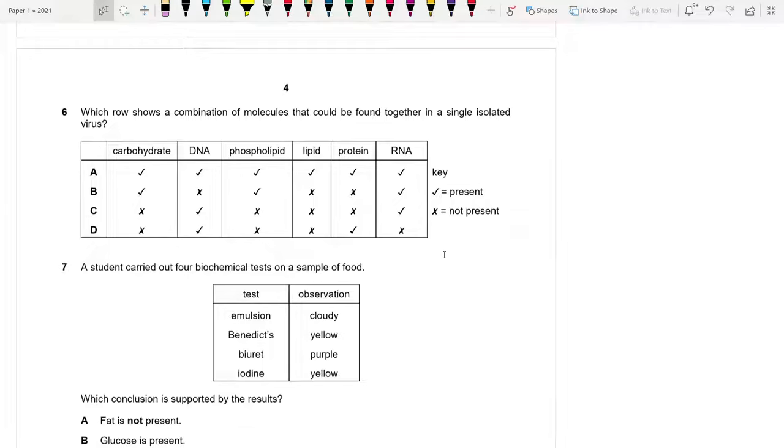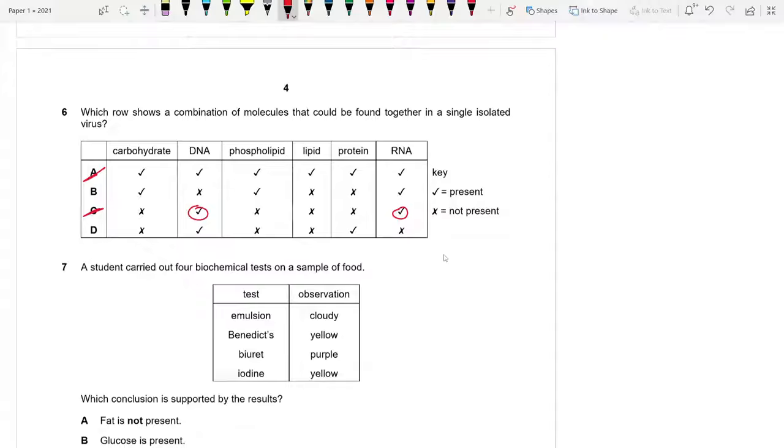Okay, not both at the same time, either DNA or RNA. So A is wrong because it shows that it contains both. Now our possible candidates are B or C. No, not C, because in C we also have both DNA and RNA. This is also wrong. It's either between B and D.